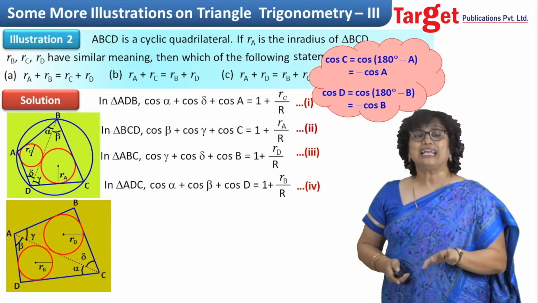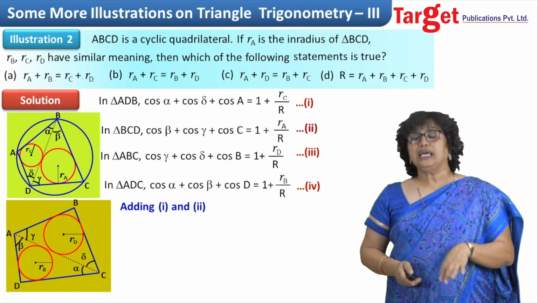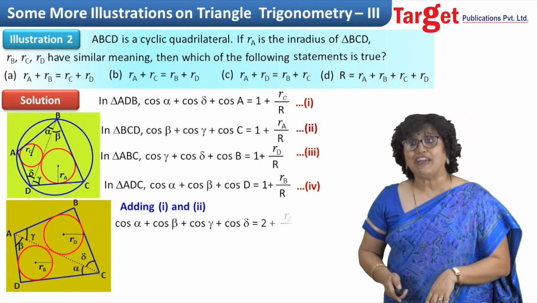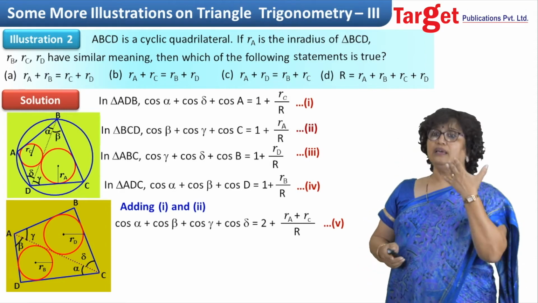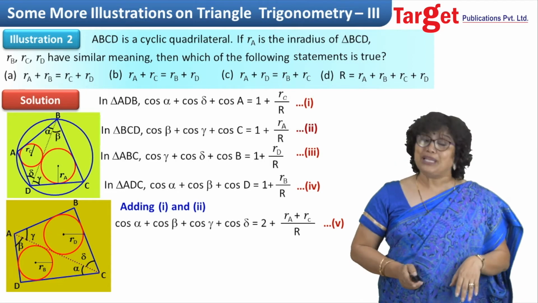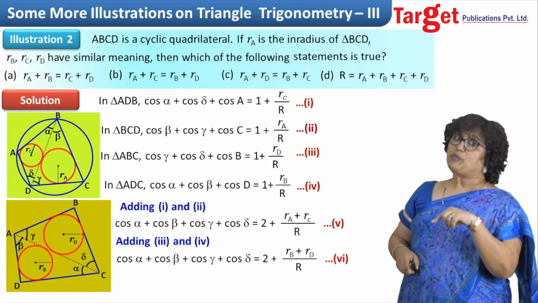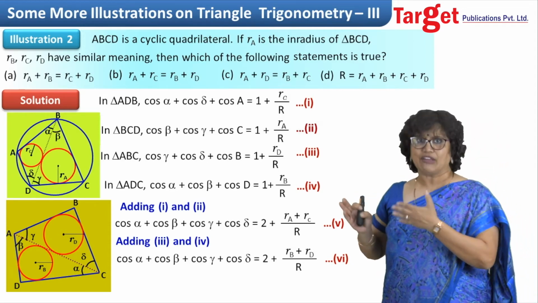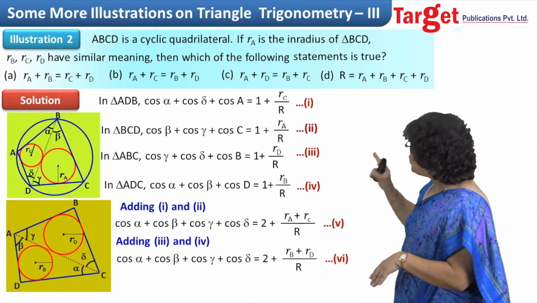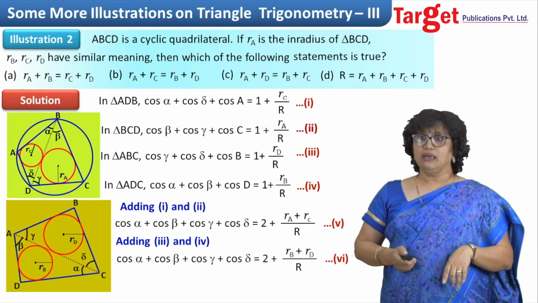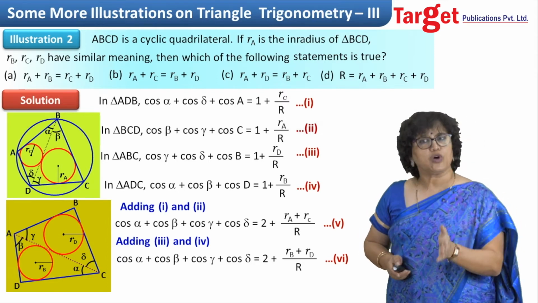So my plan is that I will add equations. Which equations I will add? I will add equation 1 and 2 so that cos A and cos C terms can be finished. And I will be getting cos alpha plus cos beta plus cos gamma plus cos delta, and it is 2 plus (RA plus RC) upon capital R. Now similar idea I use for equation 3 and equation 4 also. And when I add, again now cos B and cos D terms will vanish because one is negative of other. And I get cos alpha plus cos beta plus cos gamma plus cos delta equal to 2 plus (RB plus RD) upon R. Now both the equations 5 and 6, they have on left hand side cos alpha plus cos beta plus cos gamma plus cos delta.